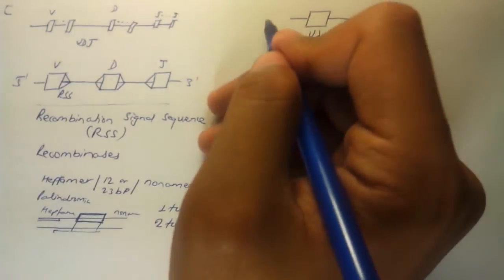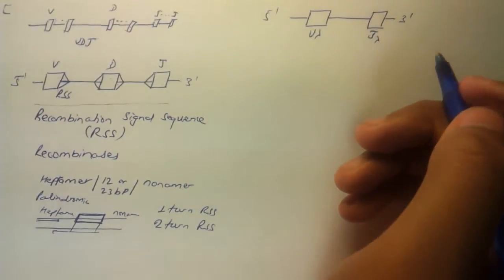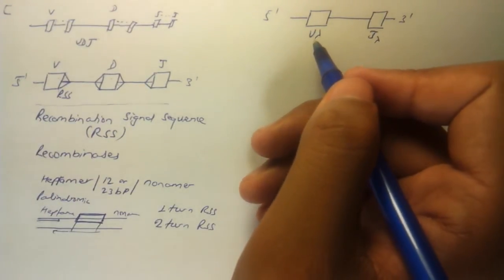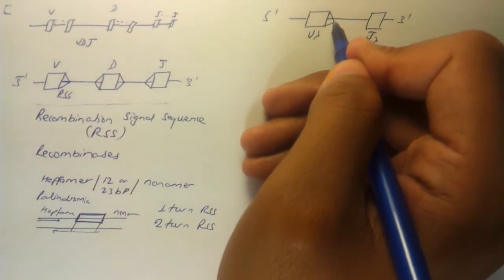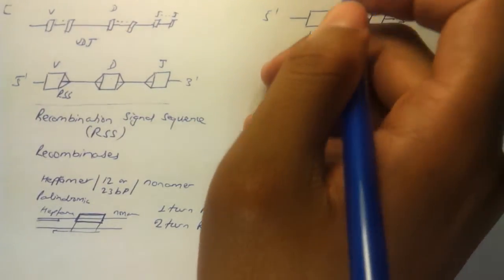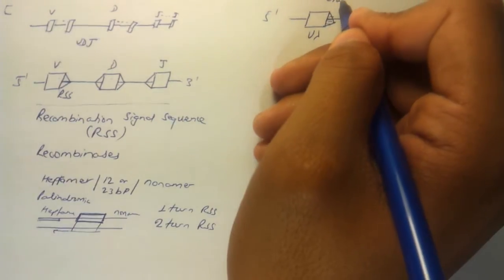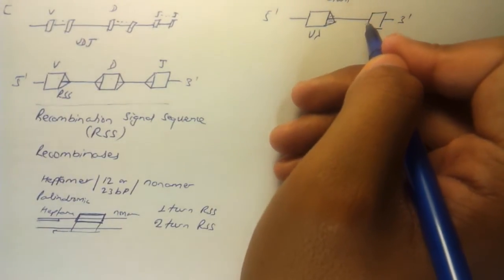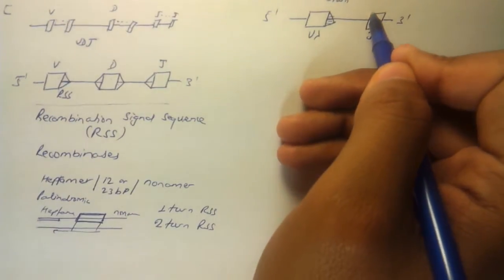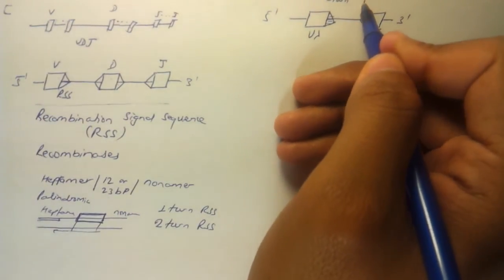So if this is my 5 prime and this is my 3 prime, in lambda, this RSS that is attached to V lambda is always 2-turn. And I don't know if you need to know this, I don't know if your instructor wants you to know this, but I'm just telling. So if this is always 2-turn, the one that's attached to J lambda is always 1-turn.